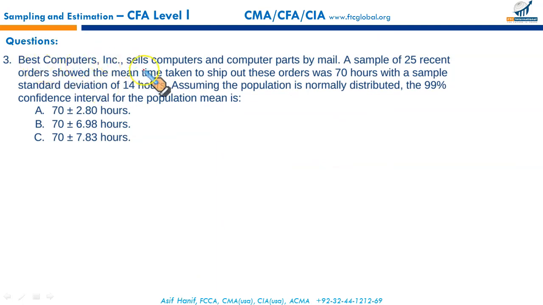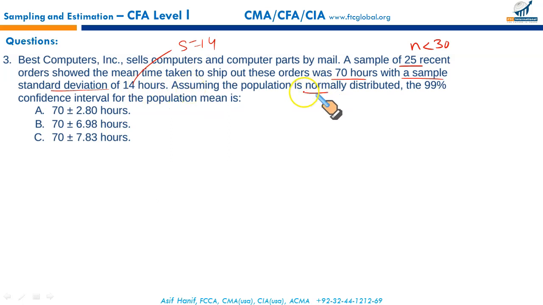Best Computers Incorporated sells computers and computer parts by mail. A sample of 25 recent orders. That tells me n is less than 30. That's the first indication that we need to go for t distribution. The mean time taken to ship out these orders was 70 hours with the sample standard deviation 14. Now this is another indication that our standard deviation of the sample is given, not the population. It has to be then the t distribution.